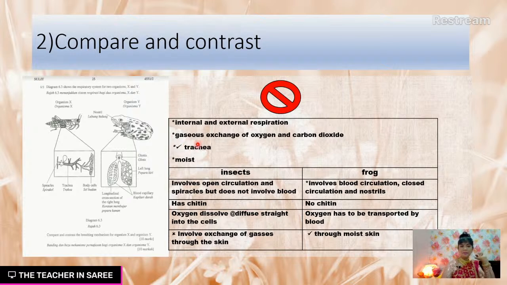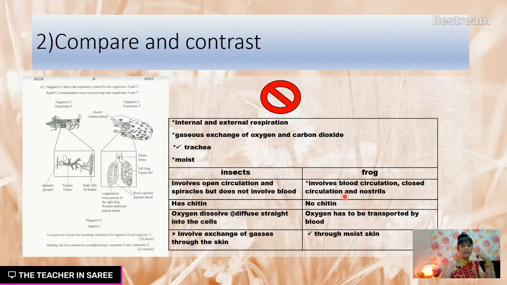So look at the next one. "Gaseous exchange of oxygen and carbon dioxide." Again, an incomplete sentence. Some examiners might just give marks and move on, but some don't. So don't take the risk. Then you have the "trachea" pointed out. That means both of them have trachea, but that point is not in the marking scheme, so do not do that. "Moist." I don't know what is moist. Who is moist? So that is the problem.